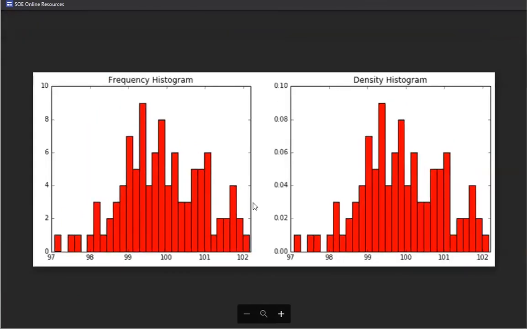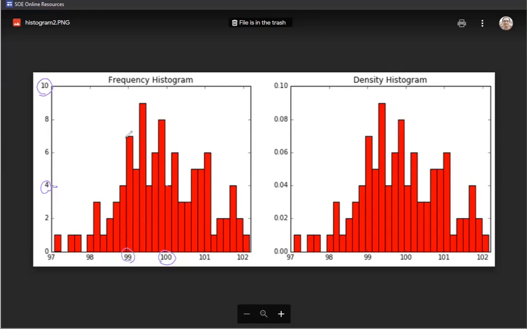The left one and the right one show the exact same pattern. But if you look at the y-axis here, this is just the absolute number. It shows how frequent 100 is, like 4 times in my data set. How frequent are some numbers around 99, whatever numbers we have in this bin? 7 happens 7 times. Instead of this, use a density histogram.